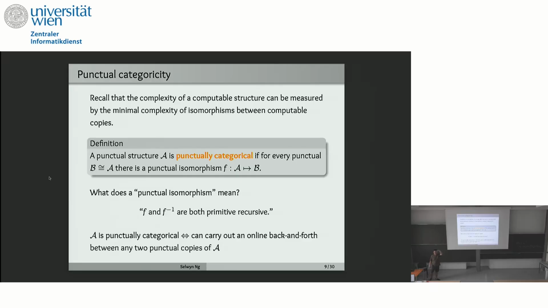Okay, there are a couple of different definitions we could make, and I think this one makes the most sense because it coincides exactly with being able to carry out an online back and forth between two punctual copies. That should be, in essence, the correct definition of a structure being punctually categorical. If you give two nice copies, then you can go back and forth, matching elements in an online way. So you need to talk about both F and F inverse being primitive recursive.